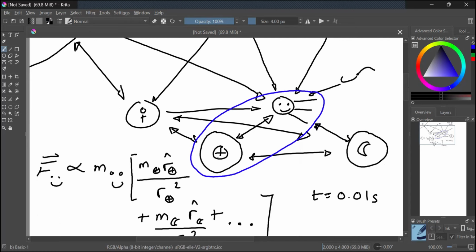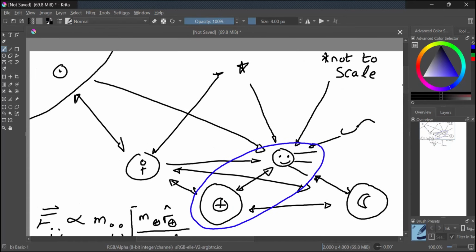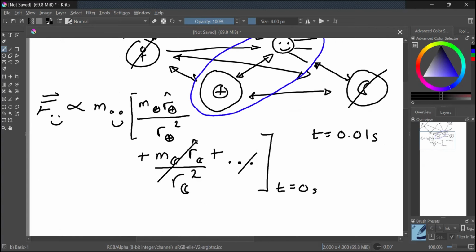Okay, so this, being the closest body, is going to have the largest force on our satellite, right? So then we can look at everything else and we can say, well, this is kind of negligible. Andromeda, you're so far away. That's just writing on the page. The stars are so far away. Everything else is just so far away that we can kind of ignore it.